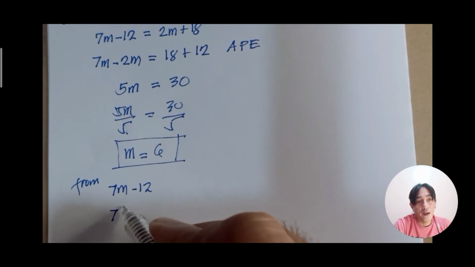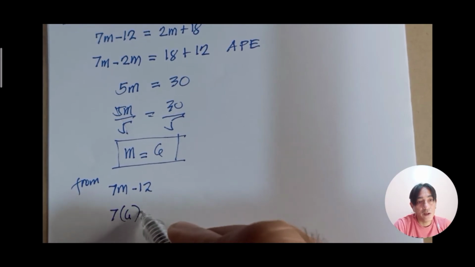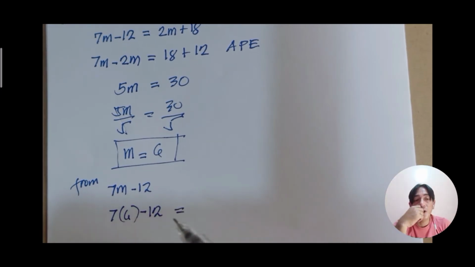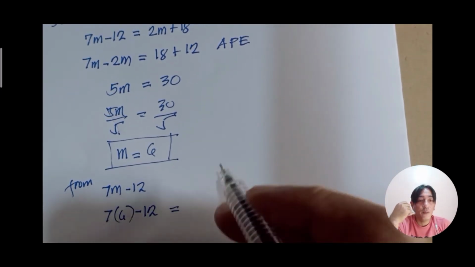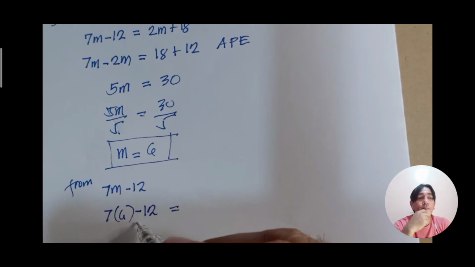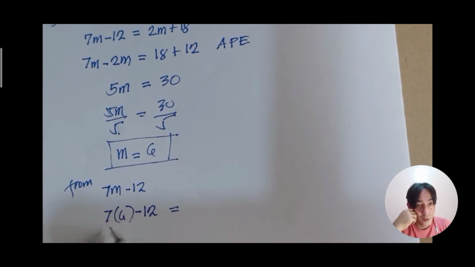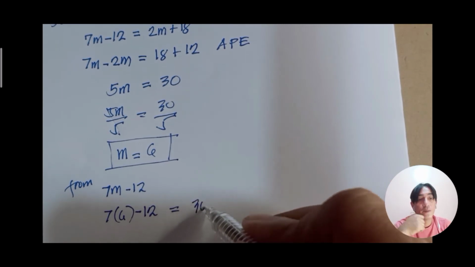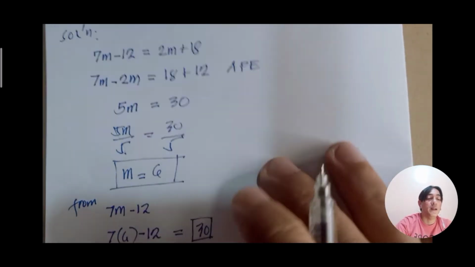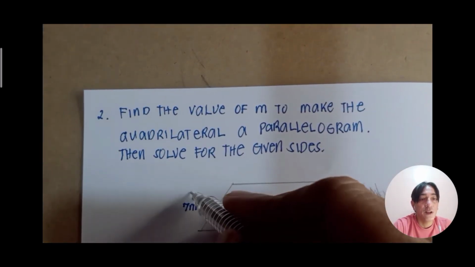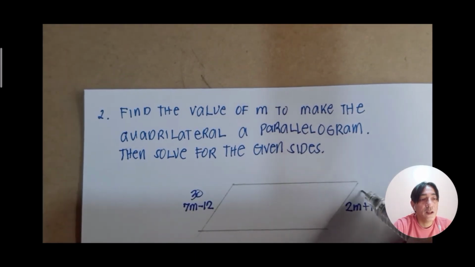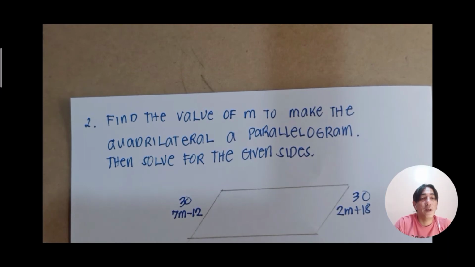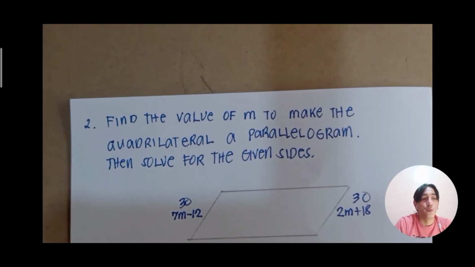So, we know the value of m, that is 6. So, 7 times 6 minus 12. So, 7 times 6 is 42 minus 12, and that will be 30. Okay, yan lang ang length ng ating mga sides. So, this is 30, and that is 30 also. Okay, so that's example number 2.